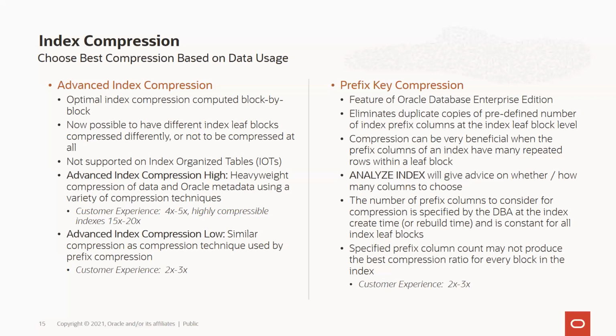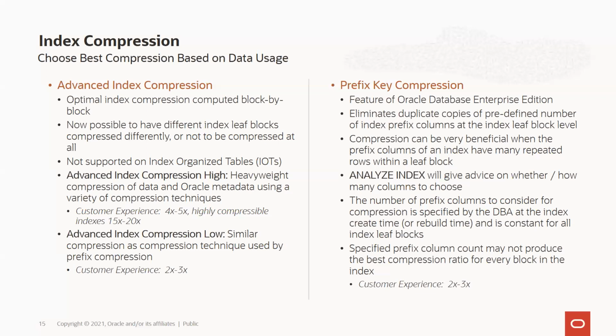If you really look at the low level of index compression, and you look at the prefix key compression, they're very similar in what they do. They'll get the same compression ratios. The biggest difference is that the prefix key compression requires a little more interaction with the DBA to sort of set it up and get it going.